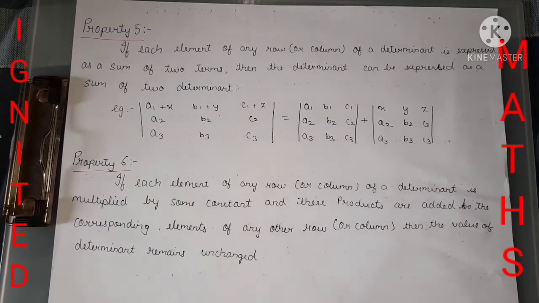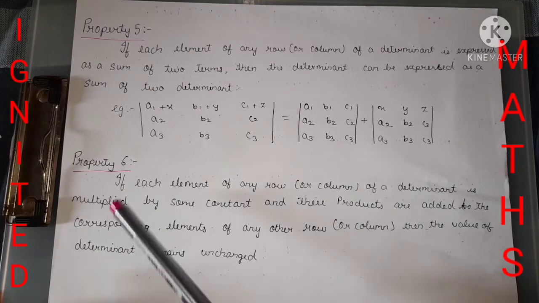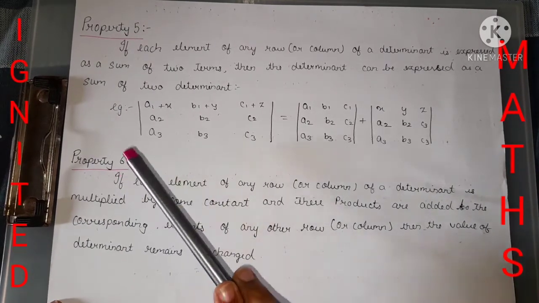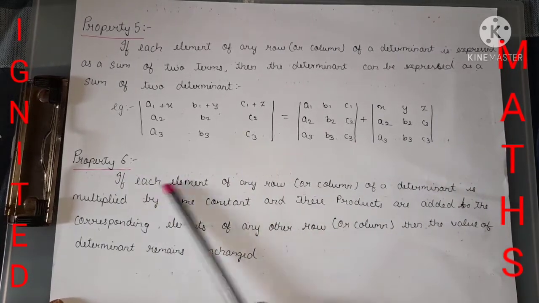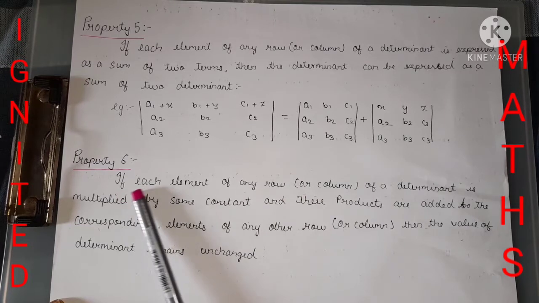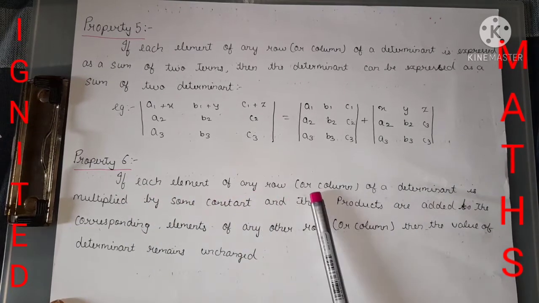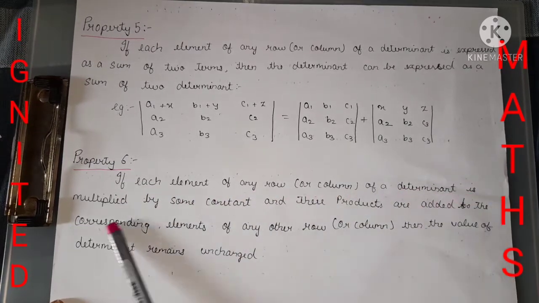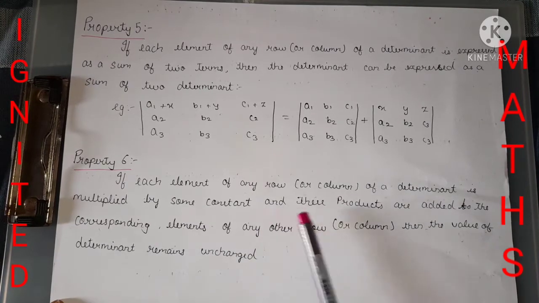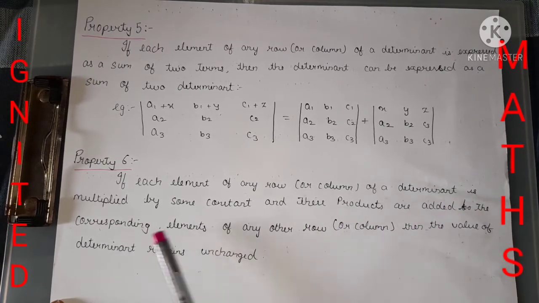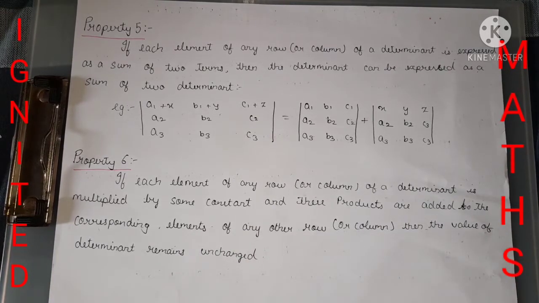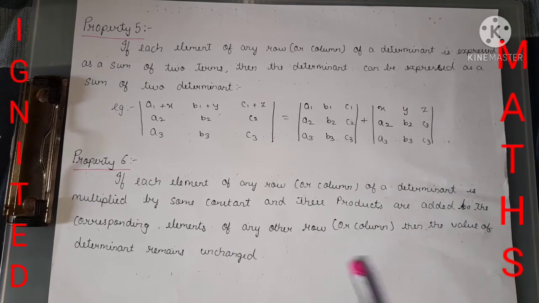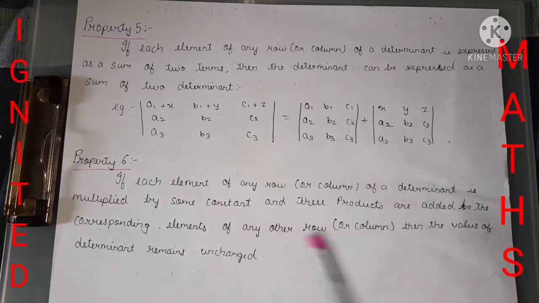Property 6 is basically derived from property 5 and property 3. With the help of properties 5 and 3, property 6 is derived. If you read this explanation, you will find it. If each element of any row or column of a determinant is multiplied by some constant, and these products are added to the corresponding elements of any other row or column, then the value of the determinant remains unchanged. I'm going to prove it, but with the help of properties 5 and 3, you will get the answer for property 6.